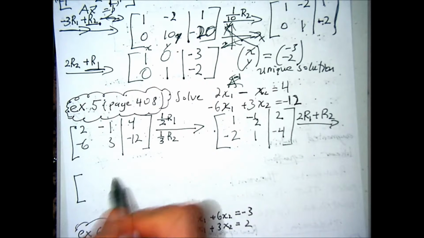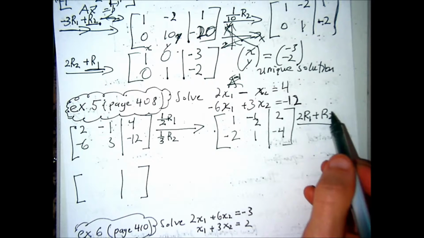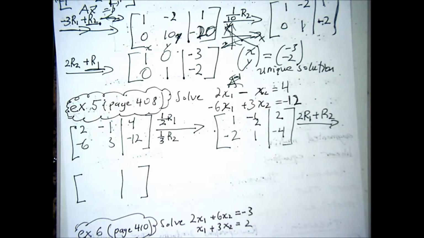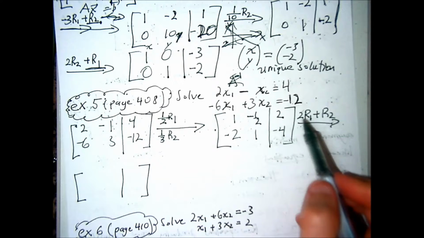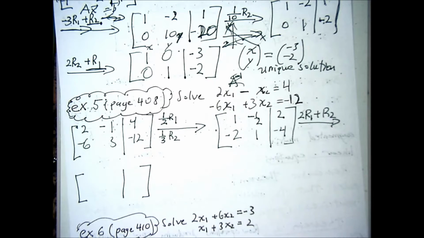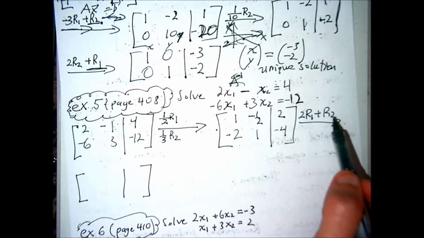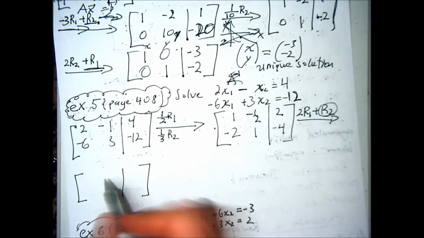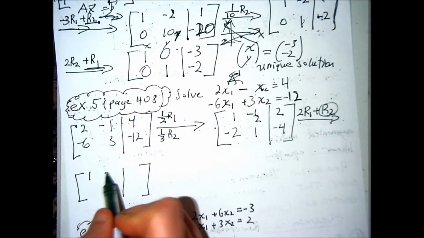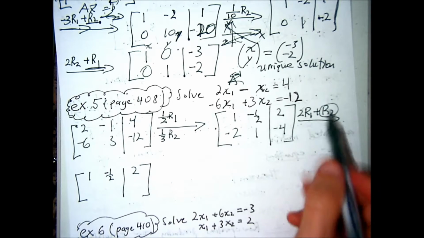Right off the bat, so I don't make a mistake, let me copy down the first row, because that is not changing. Even though I said I'm multiplying it by 2, really in this whole step, I'm adding a multiple of one row to another row. So the only thing that gets changed is this. So 1, negative 1 half, 2. So now this is what's changing.